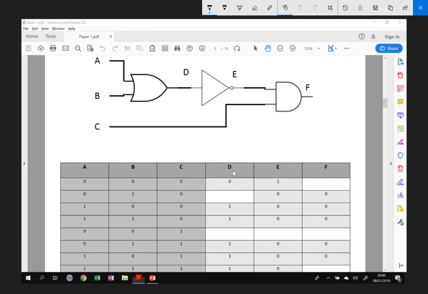So let's have a look. We've got 1, 2, 3 inputs, A, B, and C. Those inputs can be zeros or they can be ones. So let's have a look at this first row. This row here says A is a 0, B is a 0, C is a 0. You'll have to go away, find out what the logic gate symbols are. It says that D is a 0, that E is a 1. You have to work out what F is and write your answer in here, and then do the same for all of the gaps.